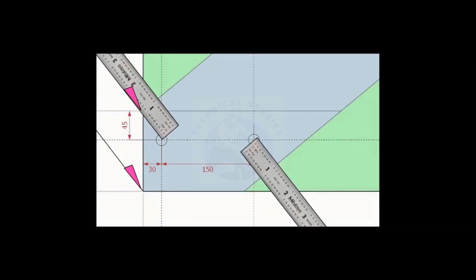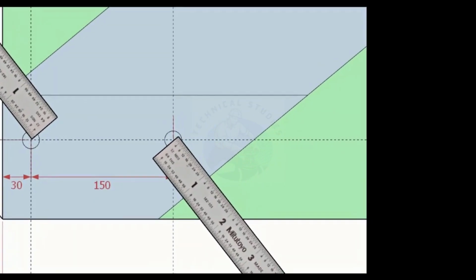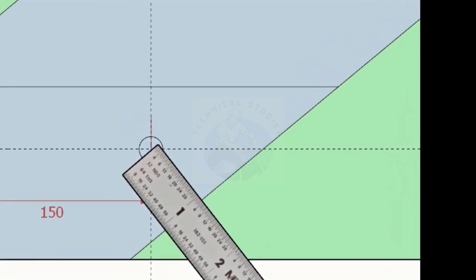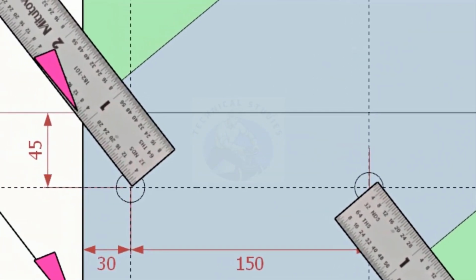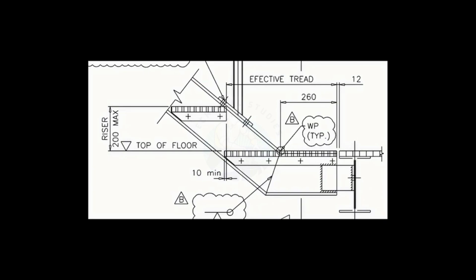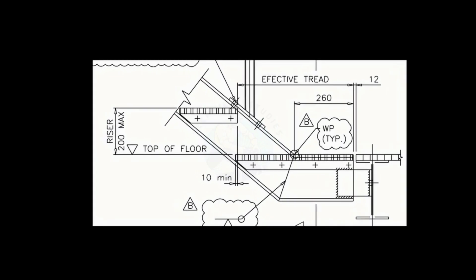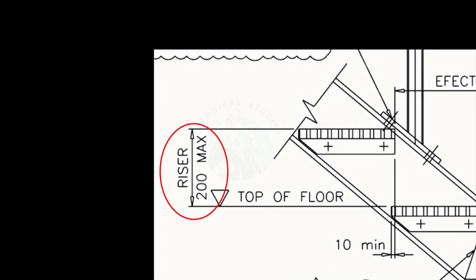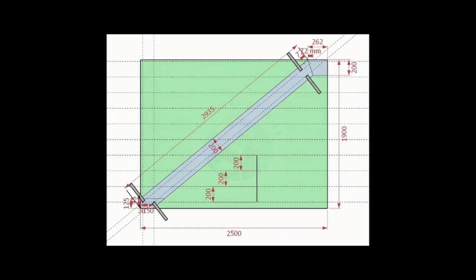Note down the distance from the edge to the hole centers. Mark this distance on the top side of the layout and draw lines. As we know, the vertical distance between two threads is 200 mm. Mark parallel distances on the layout in the entire height, as shown.